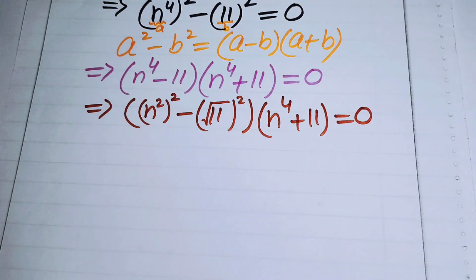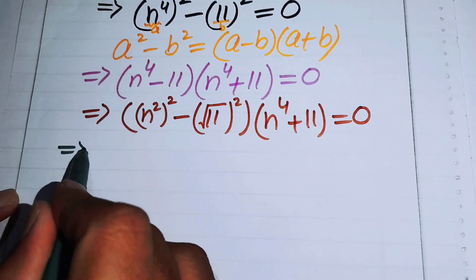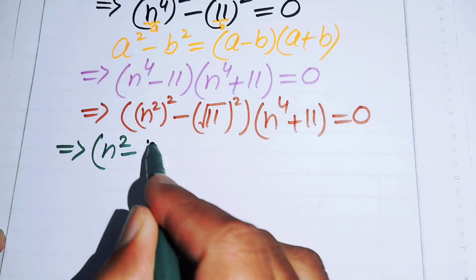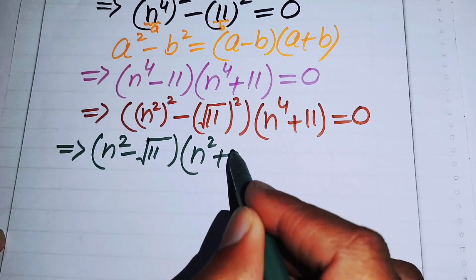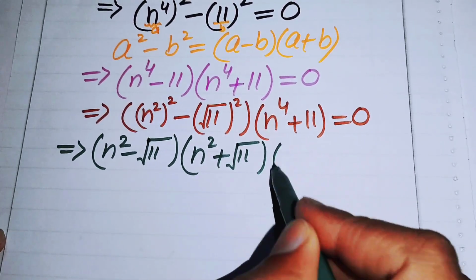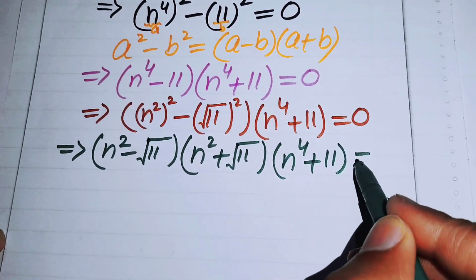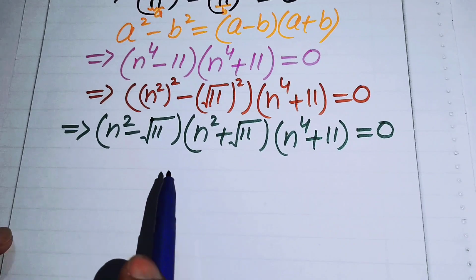So in the next step we will again use this nice formula, and according to this formula you will get the output of this expression as n squared minus square root of 11 into n squared plus square root of 11, and we have this term as it is, n to the power of 4 plus 11 equals 0. So after this step you will see here we have three cases. So now I can break the next steps into the three cases.